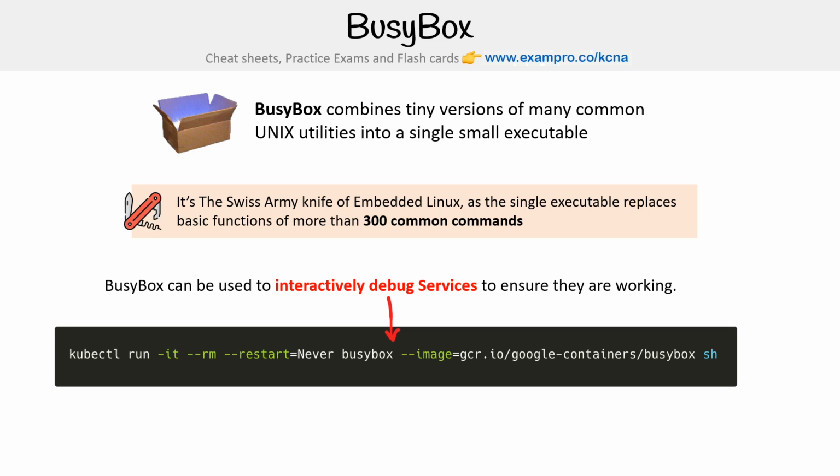But this is an example of running BusyBox that is continuously running, and you can sh into it and then use its many commands. One command it does not have, which is very frustrating, is curl, because I really prefer curl over wget. So even though it has 300, it doesn't have curl. But I guess you can't have all the commands you want, but it is still very useful.